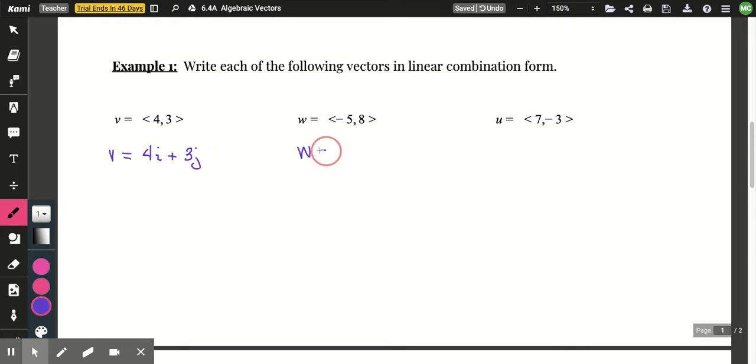Our vector w here, it's a negative 5 for the horizontal component, so that would be negative 5 times the horizontal unit vector, and then plus 8 times the vertical. And then we have u, which is 7 times the horizontal unit vector, and then a negative 3 for the vertical, so that would be a minus 3j.